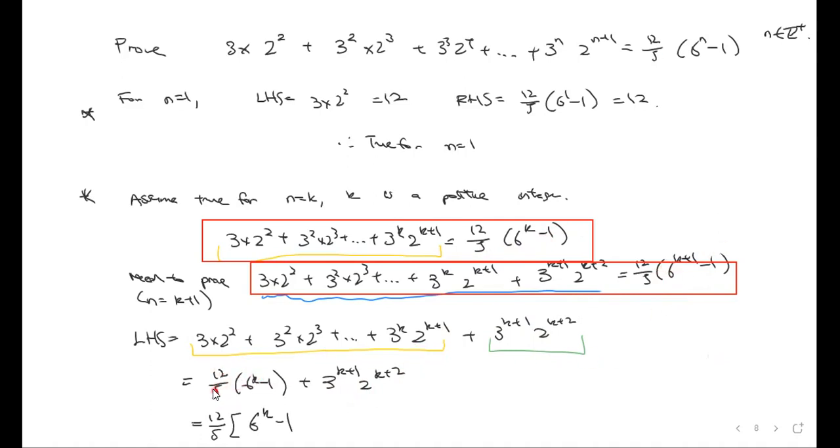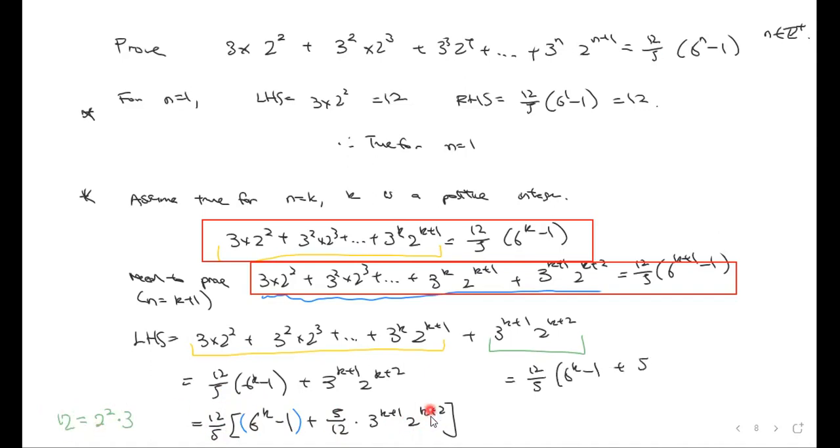Now that's 6 to the k minus 1 as expected. But this one, because we took out 12 over 5, that now means you're going to add 5 over 12 times 3 to the k plus 1 times 2 to the k plus 2. In the sense that when we expand this part out again, 12 over 5 times 5 over 12 cancels, and you're just left with 3 to the k plus 1 times 2 to the k plus 2. Now remember, 12 is 4 times 3, which is 2 squared times 3. So that means I've got 12 over 5 times 6 to the k minus 1, plus 5.